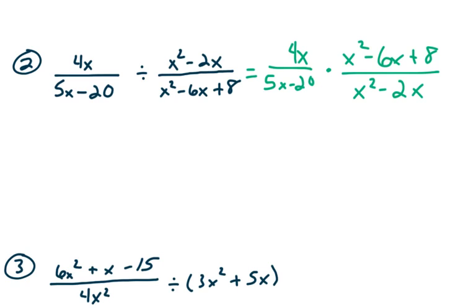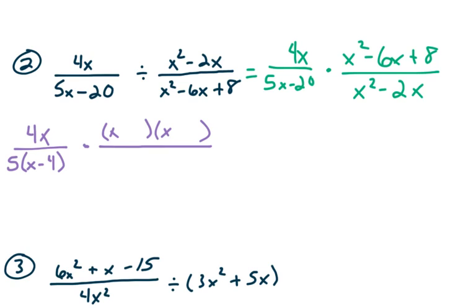Now we're going to factor again. 4x can't be factored, but 5x minus 20 does have a factor that we can simplify. We'll have 4x on the top. 5x and 20 are both divisible by 5, so we'll make that x minus 4, times x squared minus 6x plus 8, which can be factored. We'll have x, and two numbers that multiply together to get 8 and add together to get negative 6. Those two numbers are negative 4 and negative 2.